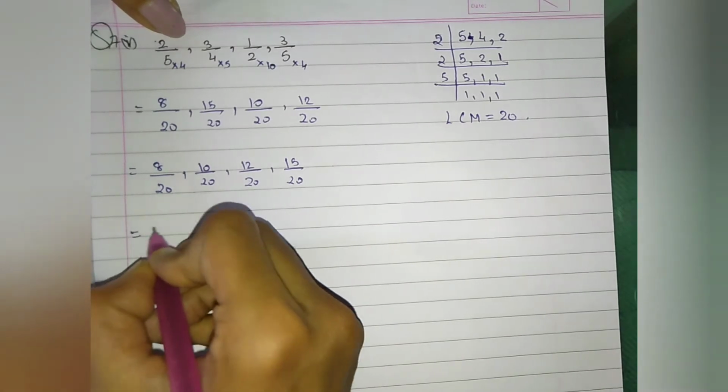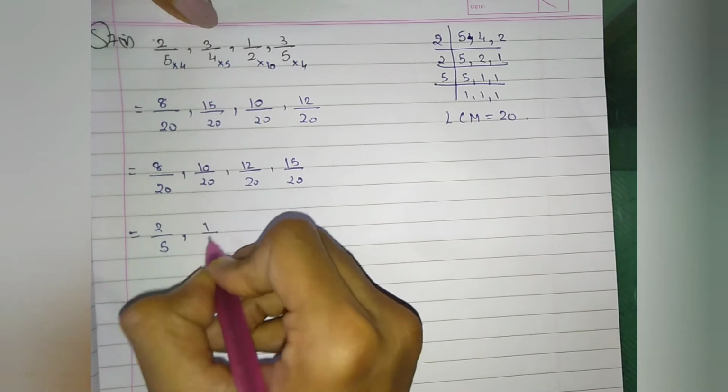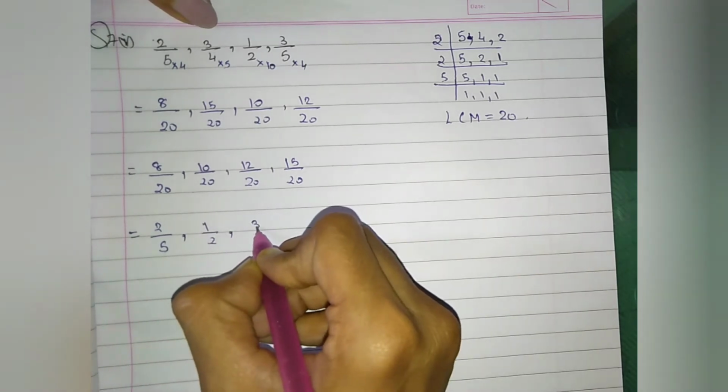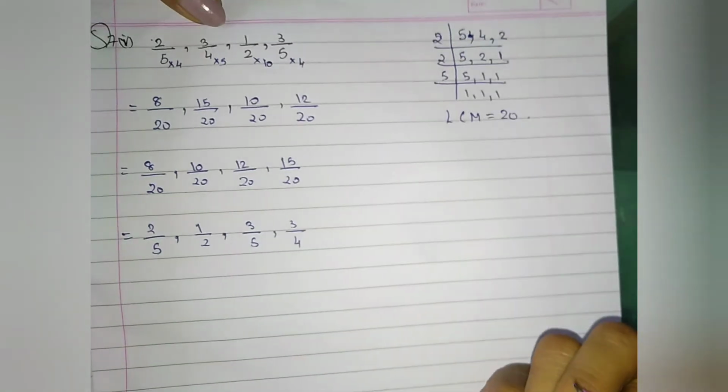Now we will write it in this form. 8/20 is 2/5, 10/20 is 1/2, then 12/20 is 3/5, then after that 3/4 is the answer.